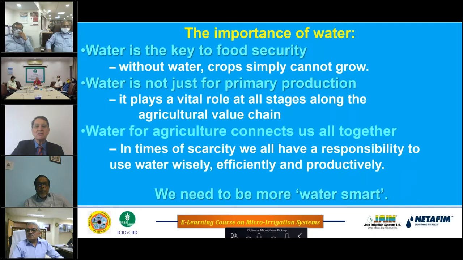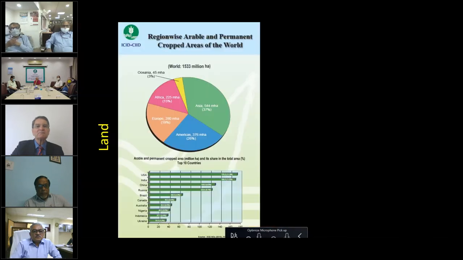So it is important that we must realize and work well with our water resources, because water is the key to food security. Water is not just for primary production. Water for agriculture connects us all together, and we need to be more water smart.